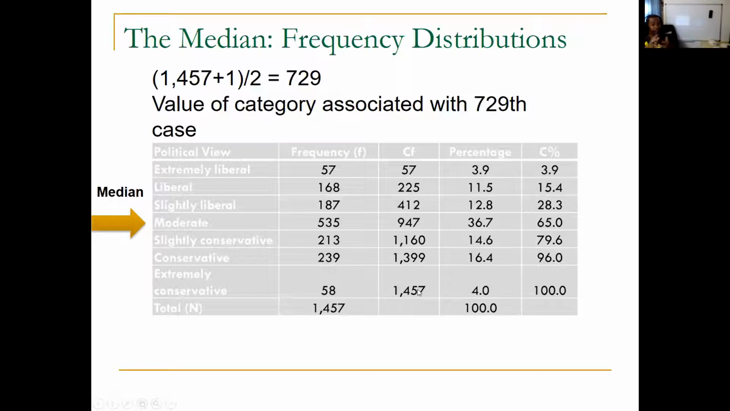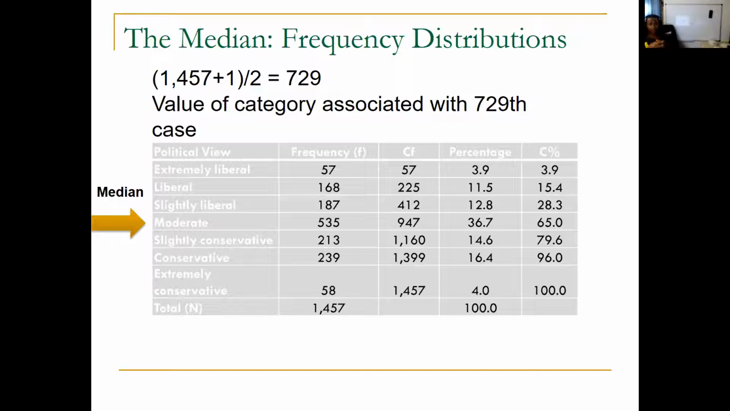Now, as we discussed in chapter 2 as well, cumulative percentage works the exact same way. You take the percentage from the first category, 3.9, and add it to the next category, 11.5, 15.4. 15.4 plus 12.8 is 28.3. 28.3 plus 36.7 gives us 65. 65 plus 14.6 gives us 79.6. 79.6 plus 16.4 gives us 96, and 96 plus 4 gives us 100% of the distribution. Okay, so that's how you calculate a cumulative percentage distribution. Just add the categories together. Okay, so that's the first step.